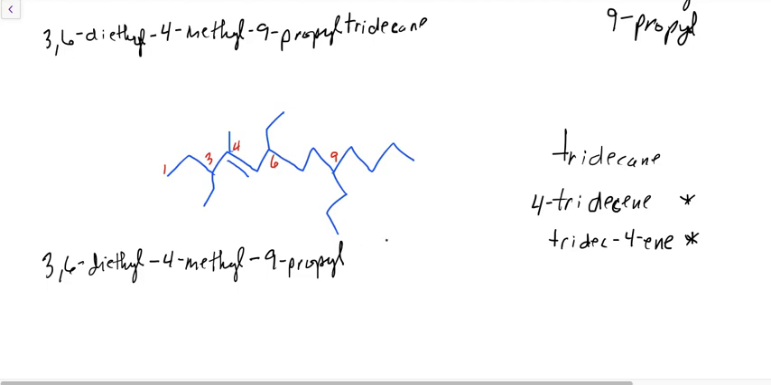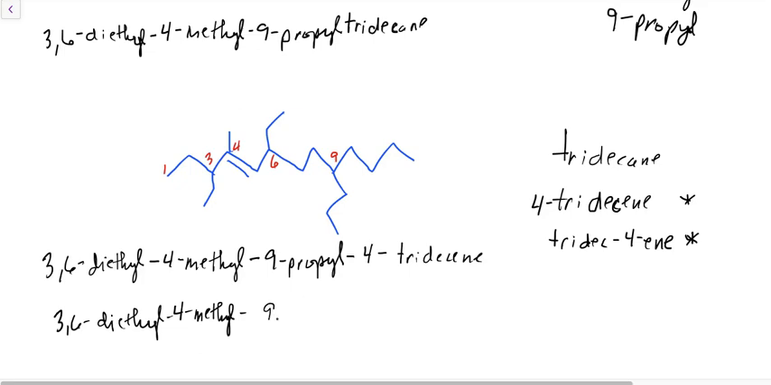So yeah, well, I'll just do it that way. So we've got, the way we first learned in class, we could put 4-tridecene, or we could, again, rewrite all this, 3,6-diethyl, 4-methyl, 9-propyl, tridec-4-ene. And this gets very helpful when we have multiple double bonds. It gets very helpful to keep these numbers really close to that. So either one of these would be acceptable. And this is a lot.